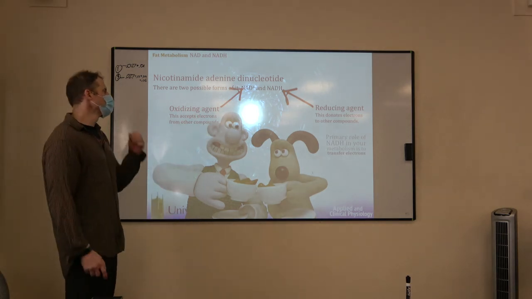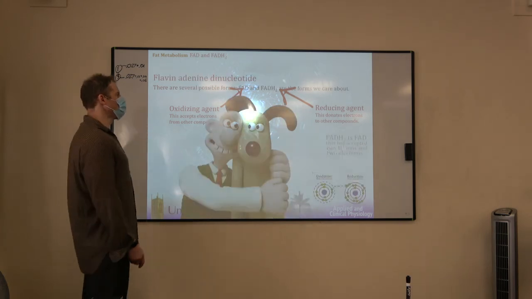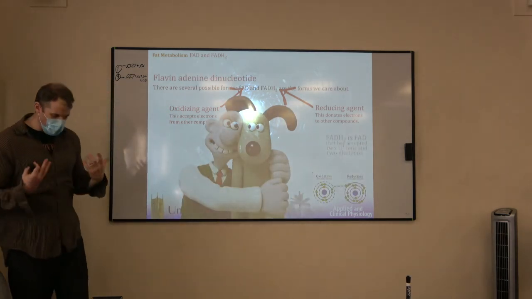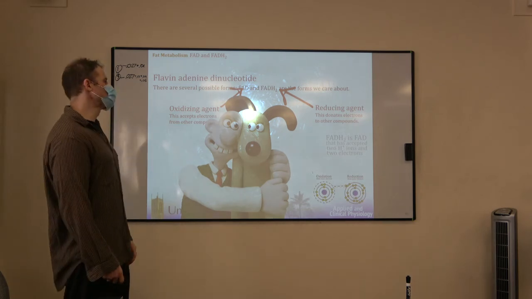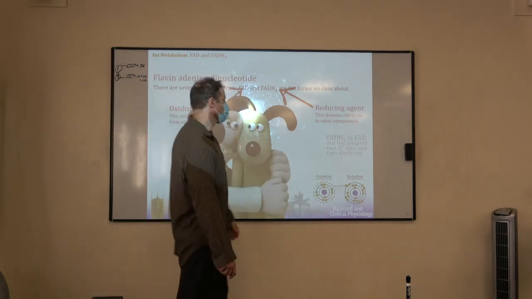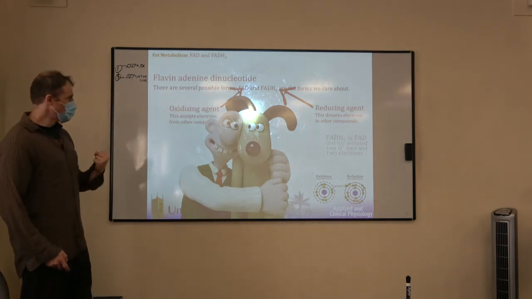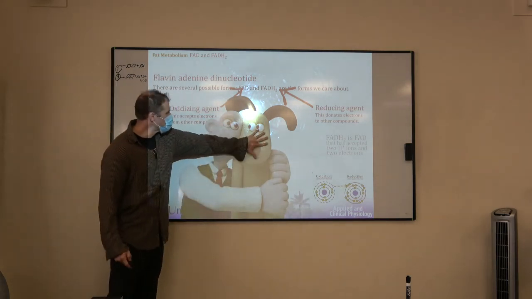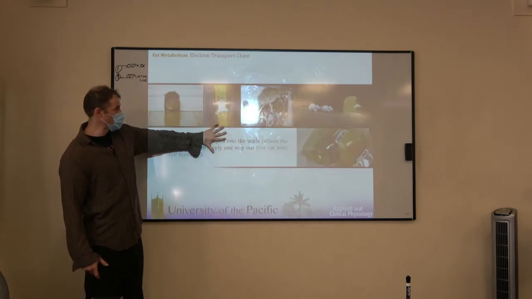You create 3 of those, but you're just donating electrons. So Gromit, that's your FADH. Again, you're donating electrons. It's a reducing agent. Reduction is gaining an electron. If you're a reducing agent, you're the one donating that electron. So FADH, NADH. NADH is more important.